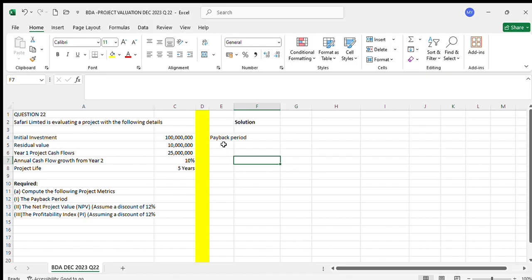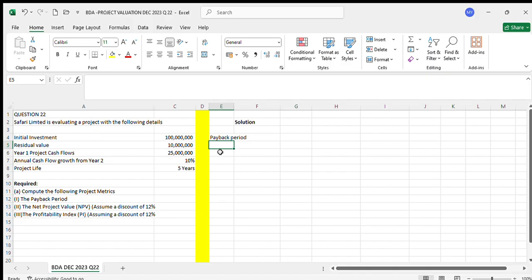So we are doing it practically on Excel using formulas. So the payback period is how long it takes to recover the initial investment. 1 year, 2 years, 3 years. So we have been given 5 years. So if we want to know how long we will recover our initial investment for this project.